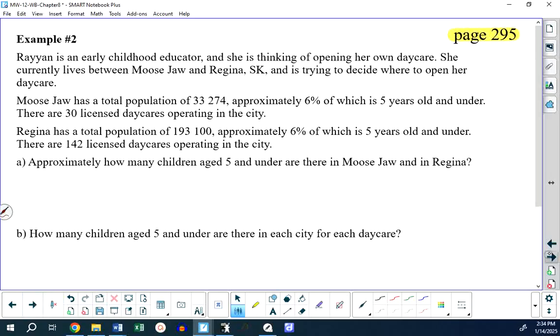Okay. So this first question is guiding you through. How many children are there in Moose Jaw and in Regina who are 5 and under? And all we need to do here is find 6% of the population of Moose Jaw and 6% of the population of Regina. So you can do that for me. Remember, 6% means 6 over 100.